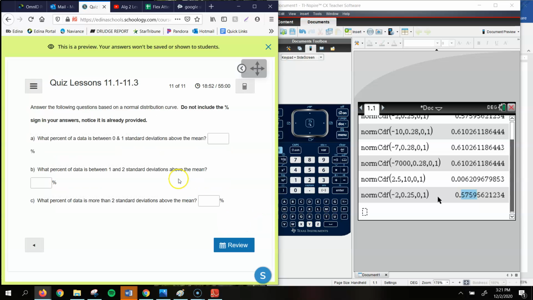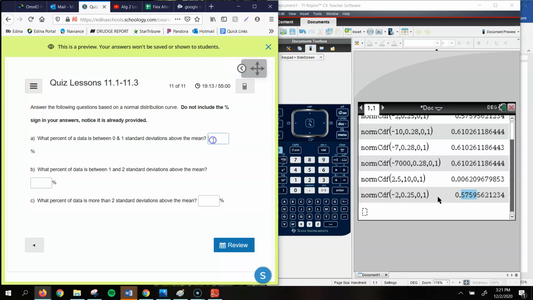All right, last question, number 11. It says answer the following questions based on a normal distribution curve. Do not include the percent sign in your answers. Notice it is already provided. You can see, since my screen is smaller here, the percent got bumped down to the next row. Here it's asking what percent of data is between 0 and 1 standard deviations above the mean.